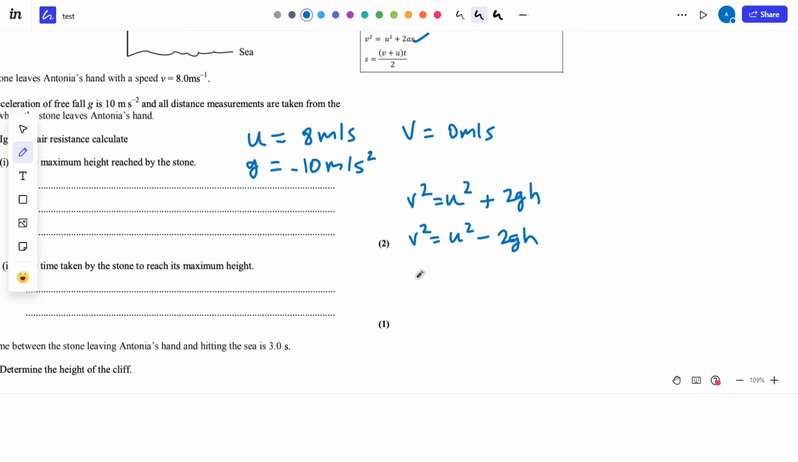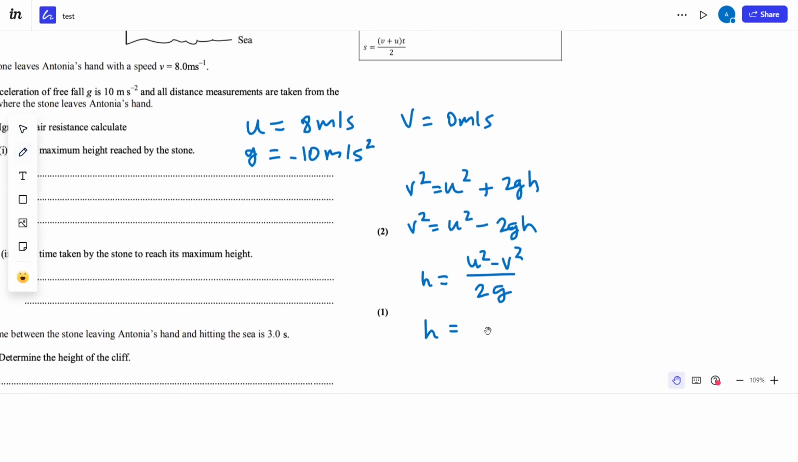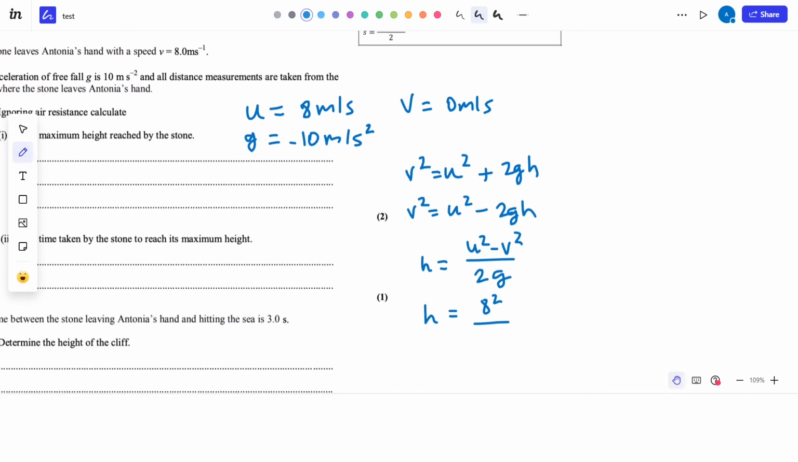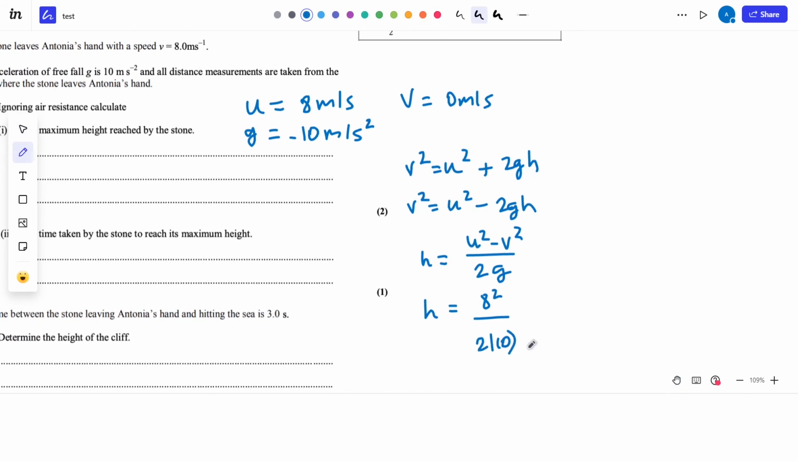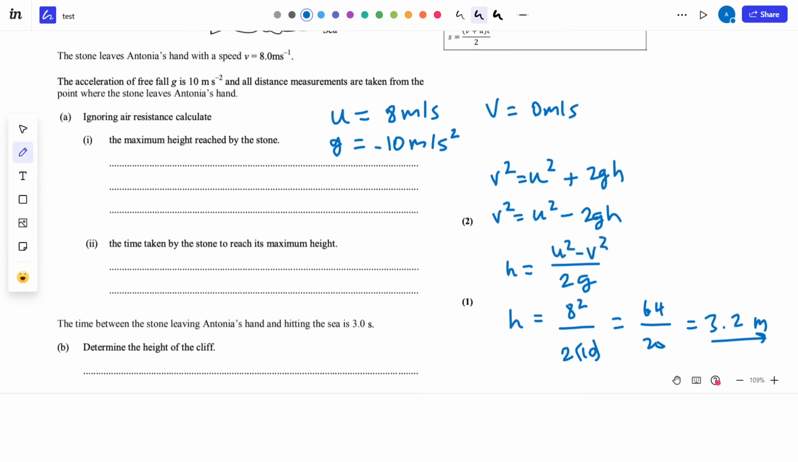Now, if we were to rewrite this, then we would get h is equal to u squared minus v squared over 2g. So we get h is equal to 8 squared, because velocity squared is just 0. So 8 squared divided by 2 times 10, which is equal to 64 divided by 20, which is equal to 3.2 meters. And so we get height max as 3.2 meters.